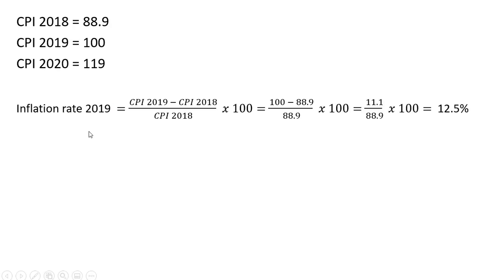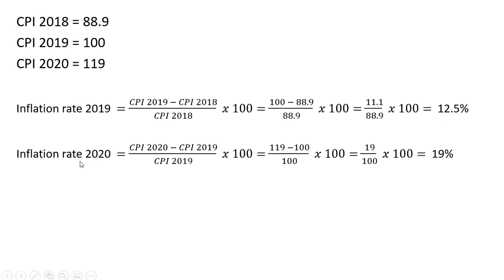And now to calculate the inflation rate, we can calculate the inflation rate in 2019 and 2020 using a percentage change formula. So the inflation rate in 2019 is going to be the CPI in 2019 minus the CPI in 2018, all divided by the CPI in 2018. Once we do that, we'll multiply it by 100. So using our values here, we're going to get an inflation rate here of 12.5%.